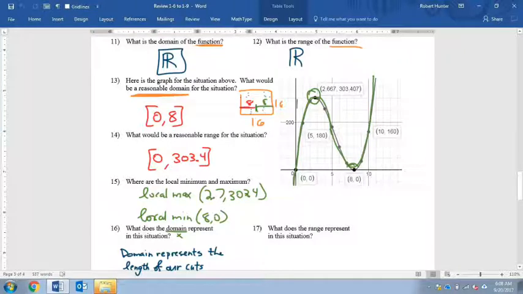What does the range represent? Range is y, so look at your table for the y. What does the y represent? Y represents the area. So range represents the area of the box. And that's it.